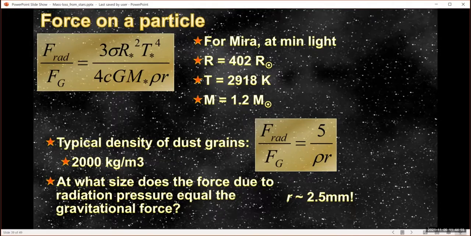And so that means that as soon as you start to make dust grains, they are going to be pushed out really fast. As they are pushed out, they will drag the gas along with them. They are stealing momentum from the star's light. The star's photons have momentum, they're absorbed by the dust grains, and that's what pushes them out. But then they collide with gas atoms and transfer some of that momentum to the gas atoms. And so we get material flowing away.